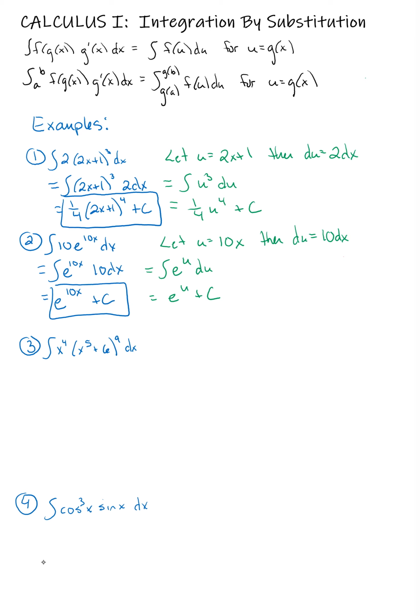Let's take a look at this big, long polynomial problem. Let's integrate x to the 4th times (x to the 5th plus 6) raised to the 9th power dx. Again, thinking of this composition, u is going to be the inside of the composition, which is x to the 5th plus 6. And then if I find du based off of this, it's simply 1/5.